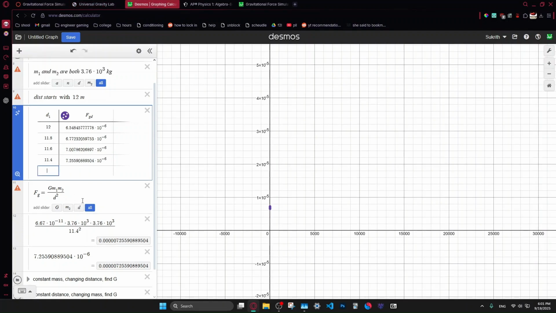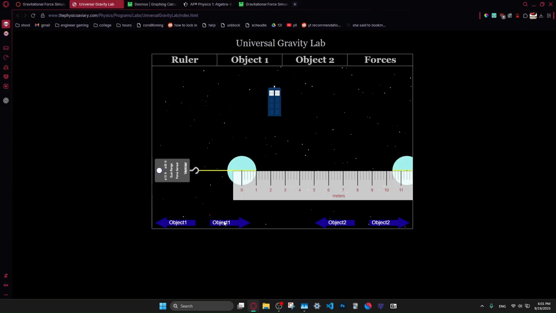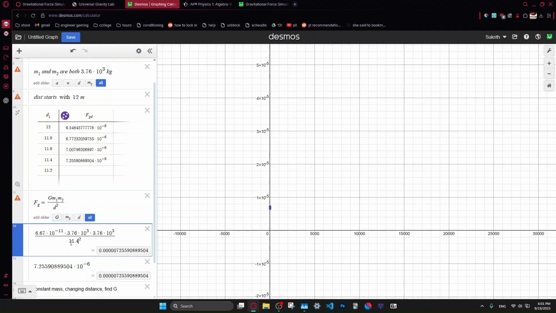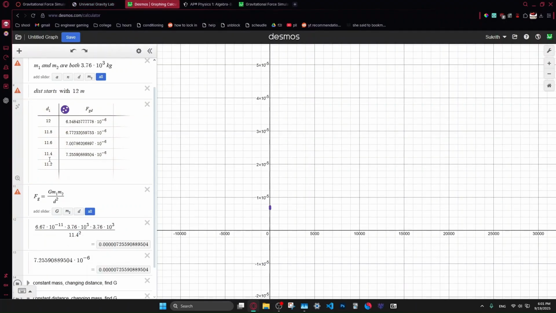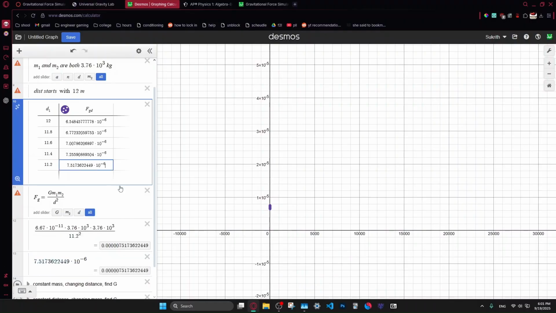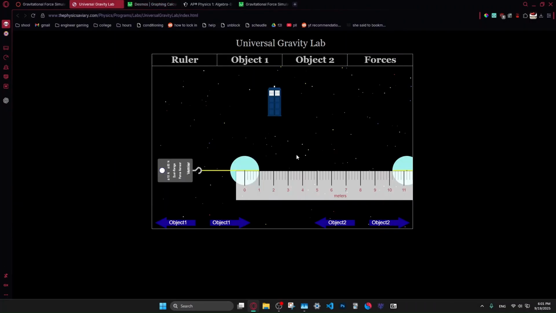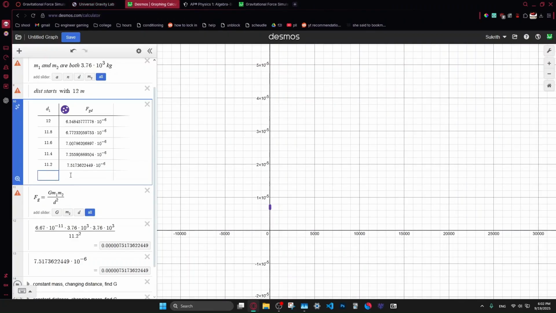And we're gonna do 11.2 meters now. Oh, wrong thing. 11.2. We're gonna substitute that for distance. That's our value. Should be around 7.5 micronewtons. That is correct. 7.5 micronewtons.